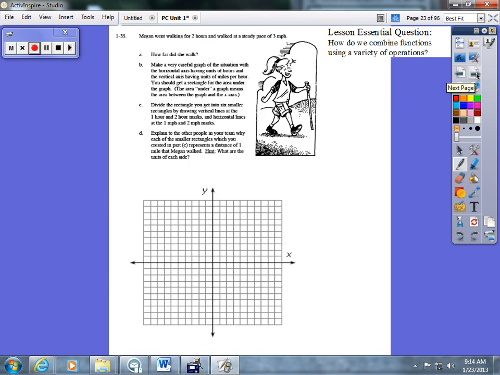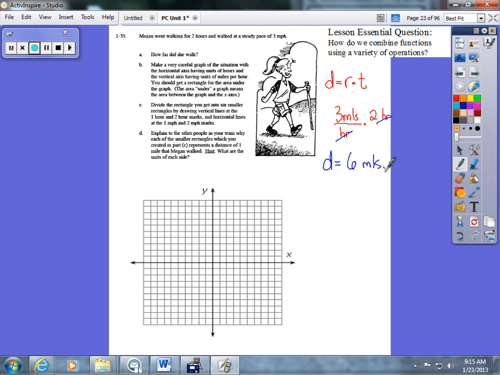Last problem here, this is a little intro to chapter 2, a little ahead of time. Megan went walking for 2 hours, and she walked at a steady pace of 3 miles per hour. How far did she walk? Well, distance equals rate times time. That's an equation from science that you should know. Her rate is 3 miles per hour. Her time is 2 hours. This is called a unit analysis. Hours cancel out, which means distance ends up being 6 miles.